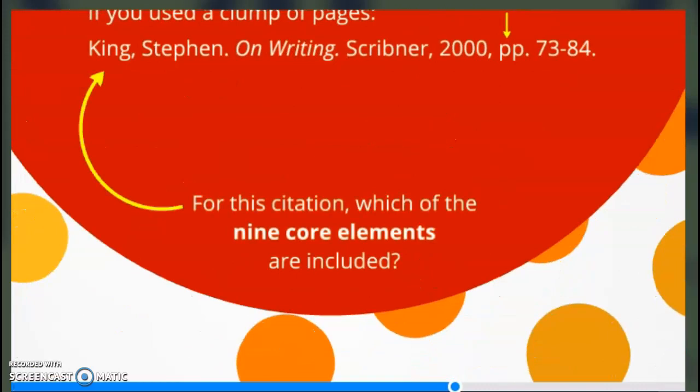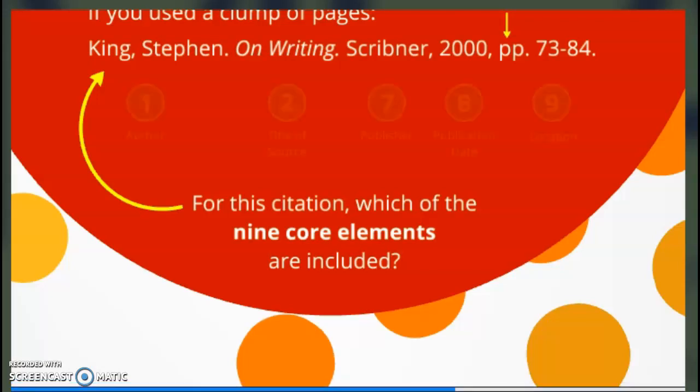So you should look at this citation now, and for this citation, I want you to see if you can figure out which of the 9 core elements are included. You might want to pause this video right now and just try to figure it out really quickly on your own. Okay.